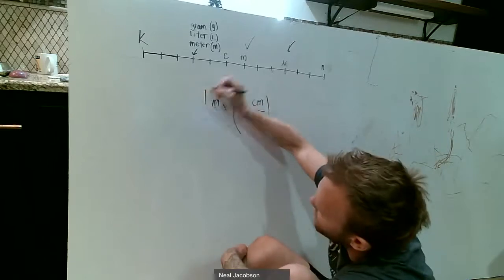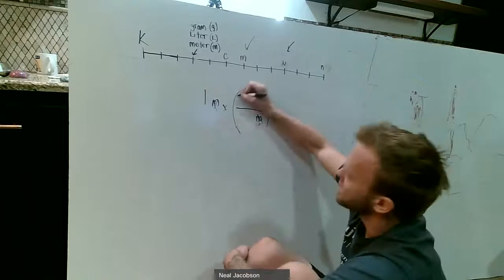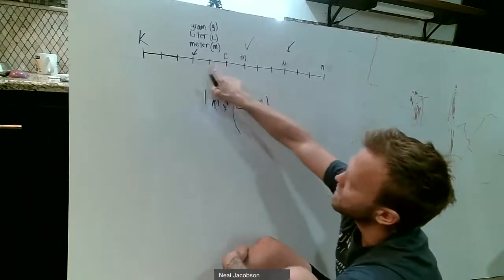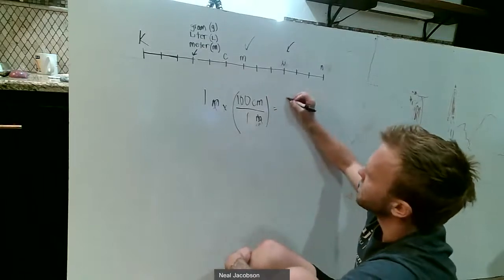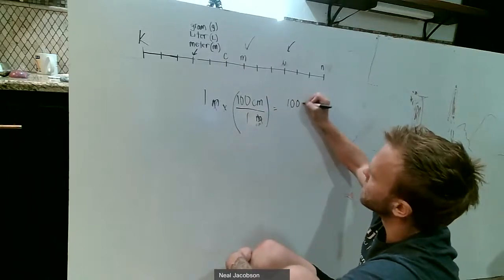Oh yeah, okay, that's fine. I can do it this way. So there's 100 centimeters, right? There's 10 to the 1, 10 to the 2 in 1 meter. And that gives me 1 meter is 100 centimeters.